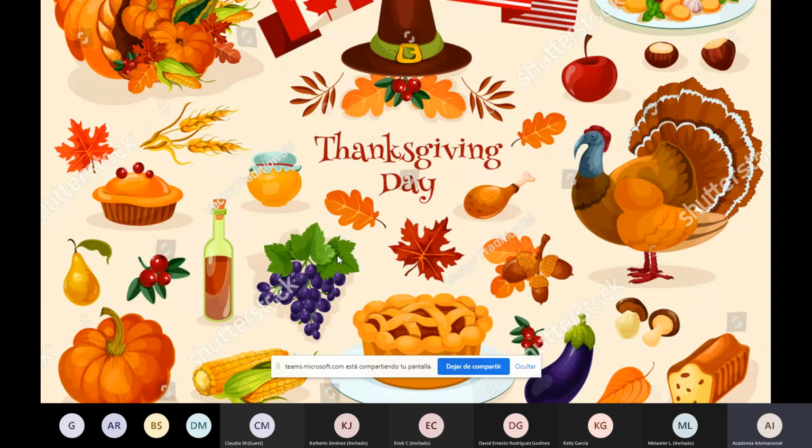Okay, and according to this unit, this unit is about celebrations and traditions. And I want you to help me with this activity.